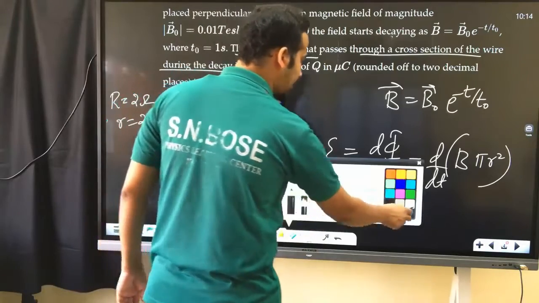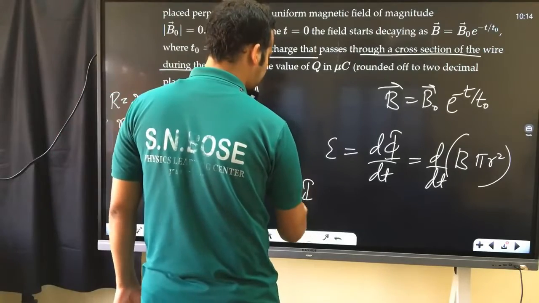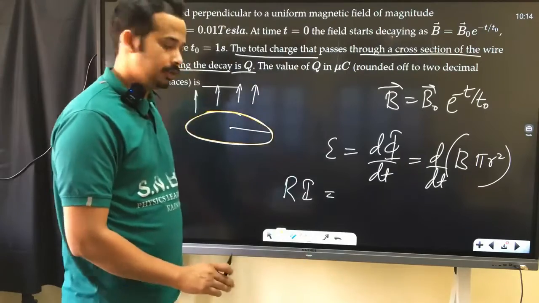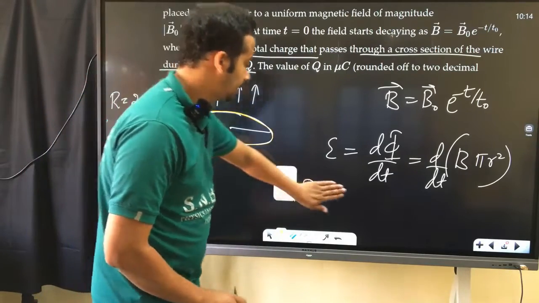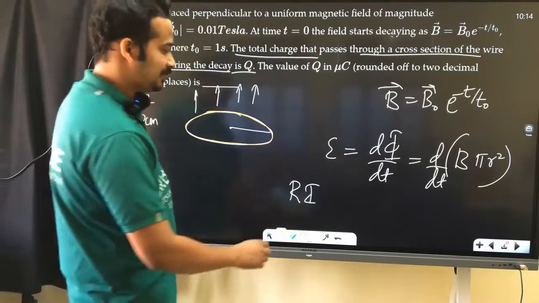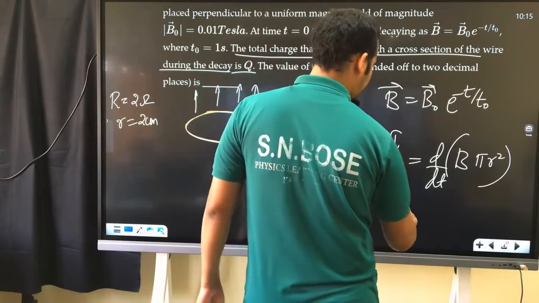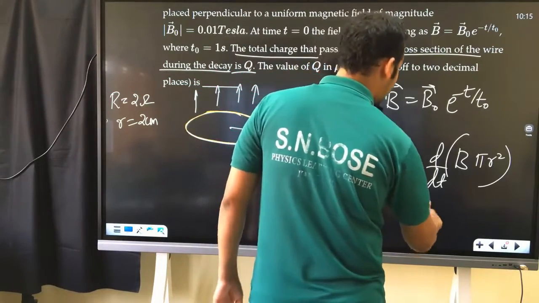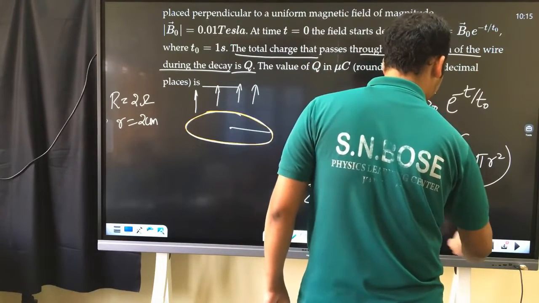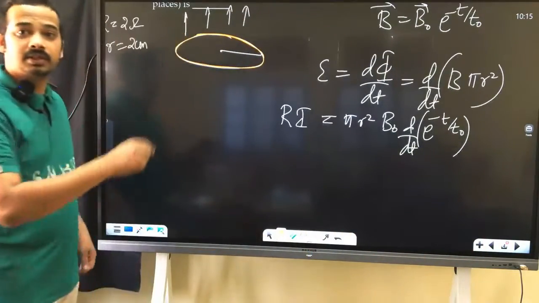Now I think this kind of problem is there in Griffiths. This side you have resistance into current, sorry, not radius. So πr², small r is the radius. What is this one? B naught outside, d/dt of e power minus t by t naught. Keep it as it is. Don't differentiate. Here comes the main point.